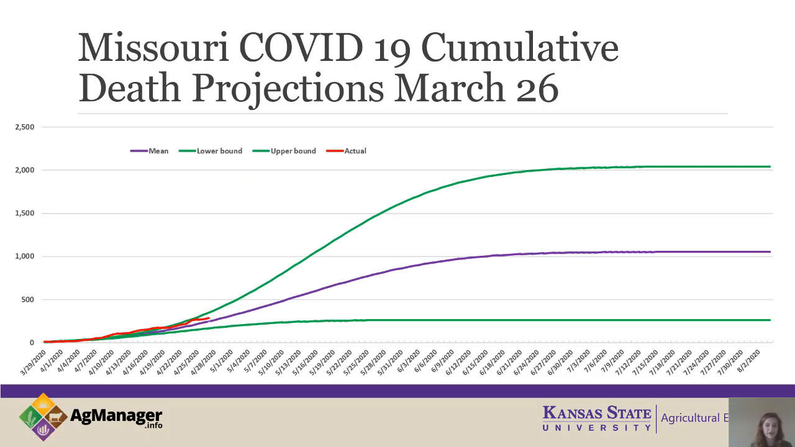Missouri, for the most part, has had a pretty accurate cumulative death projection. At this point, the actual death has tracked pretty well along the mean and is now within both of those intervals. And so Missouri has seen pretty good accuracy with the model up to this point in terms of what was expected on March 26th.